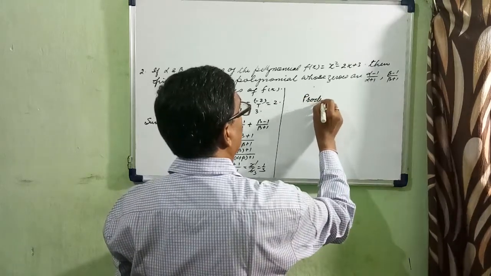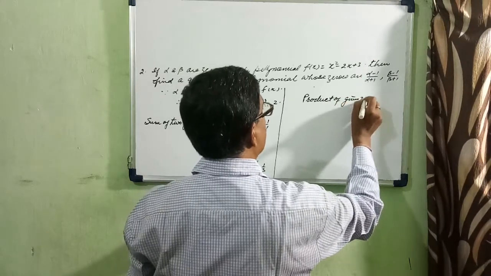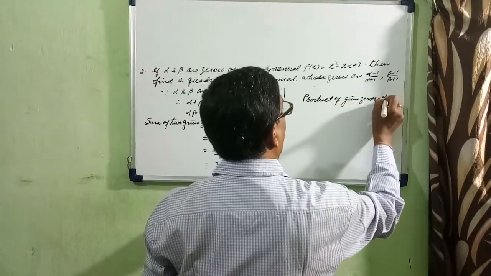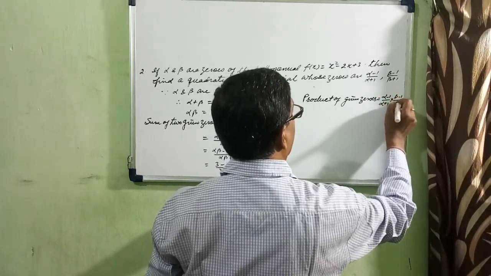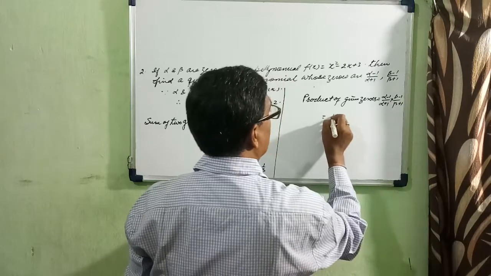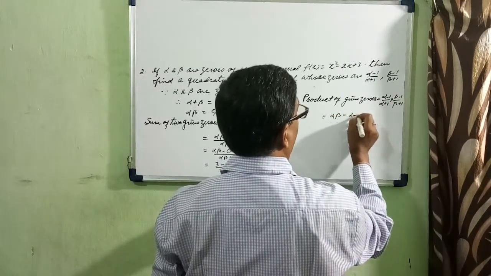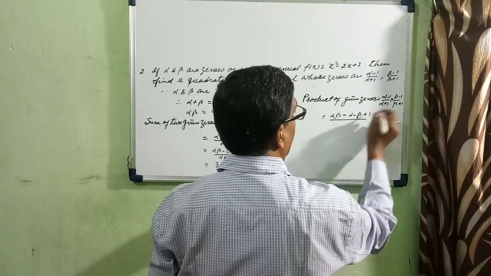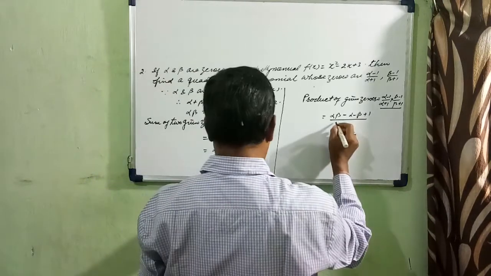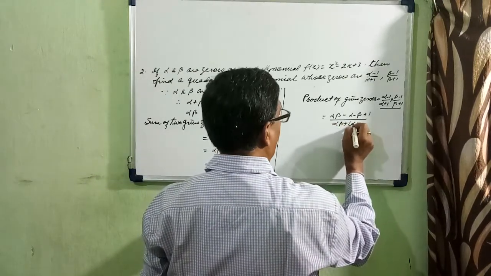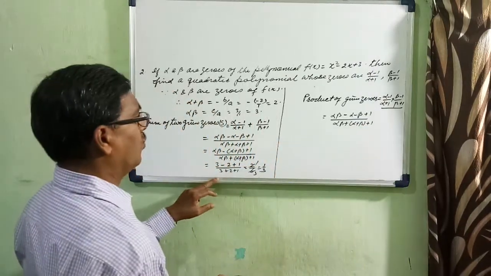Product of given zeros: alpha minus 1 by alpha plus 1 into beta minus 1 by beta plus 1. So alpha beta minus alpha minus beta plus 1 divided by the product of this. You have already got it here. Directly you can write alpha beta, alpha plus beta and plus 1.